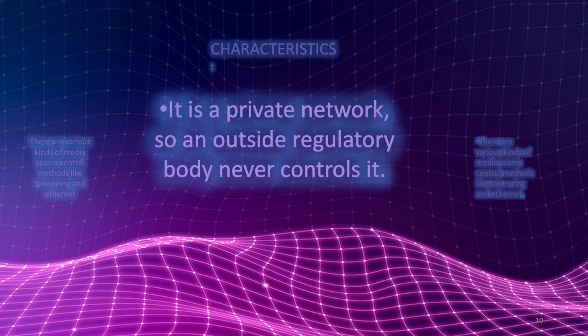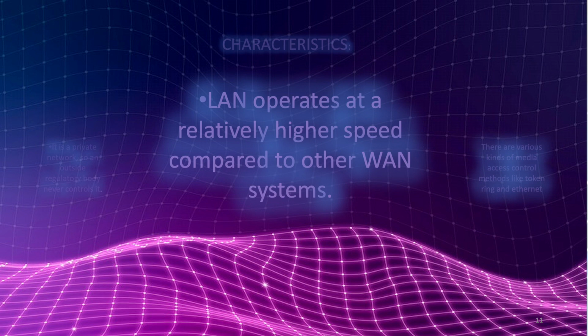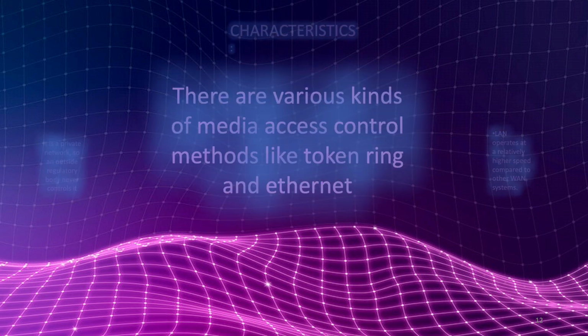There are some characteristics to identify if it is a local area network. First, it is a private network, so an outside regulatory body never controls it. Second, local area network operates at a relatively higher speed compared to other wide area network systems. Third, there are various kinds of media access control methods like token ring and Ethernet.